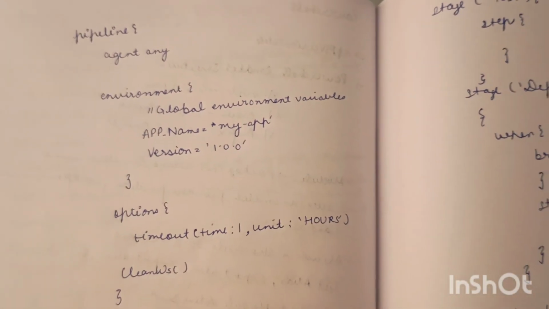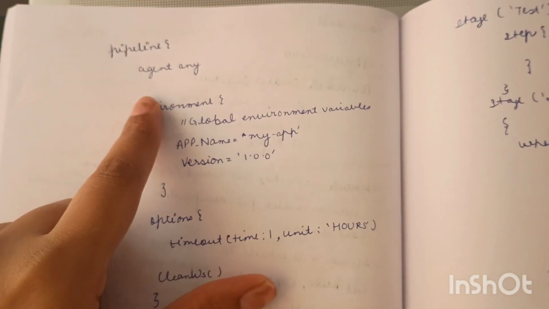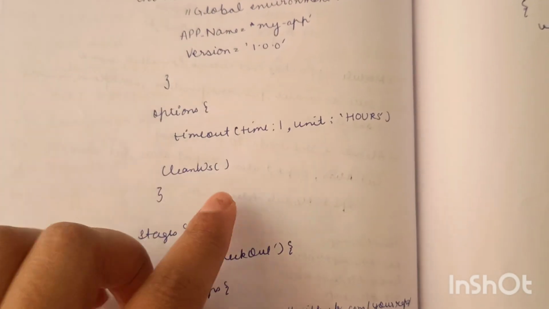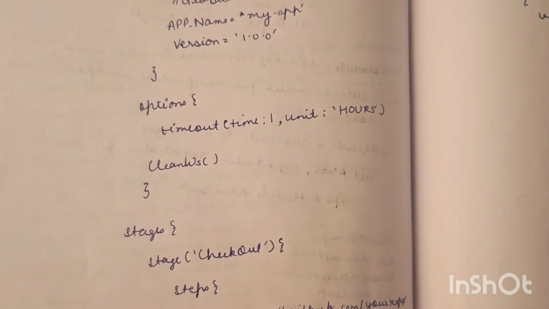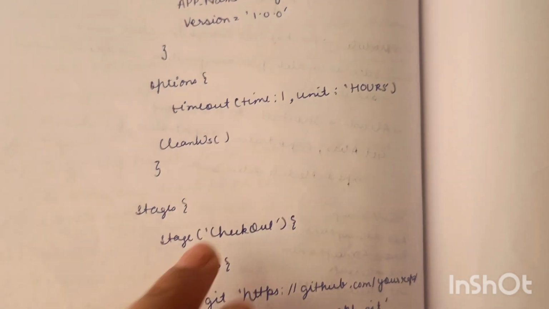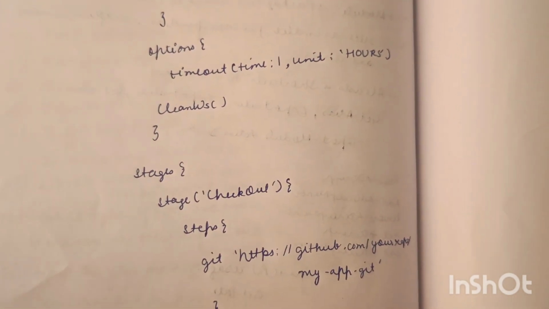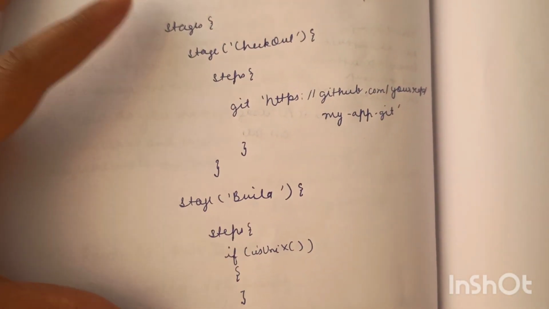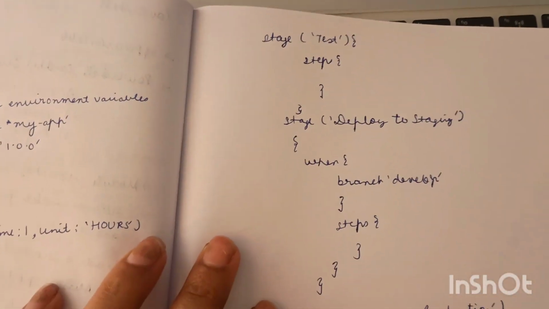So guys, this is a sample pipeline that I have written. So pipeline, agent any, we can define the environment over here. In options, we can give a timeout, so if the pipeline is running more than 1 hour, then we can time it out. Clean workspace, that we have to do for cleaning the workspace. This is a good habit. Then stages: first checkout, then build, where we can use if else also, and then the test stage.